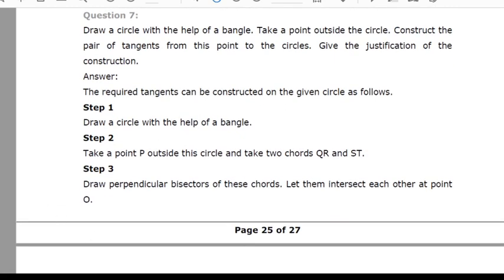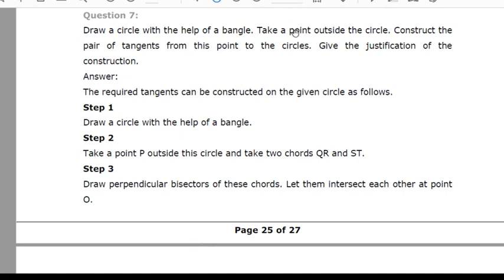Now question number 7. How can you do it? Draw a circle with the help of a bangle. Take a point outside the circle. Construct a pair of tangents from this point to the circle, and give the justification of the construction.